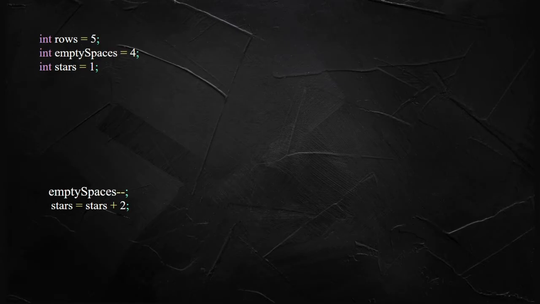This variable will be reduced, or as we call it, decremented in programming, by 1 at the end of each iteration. The number of star characters printed in the first iteration is 1. Our number of characters variable will be initialized with 1 for the first iteration. This variable will be increased, or as we call it, incremented in programming, by 2 at the end of each iteration.